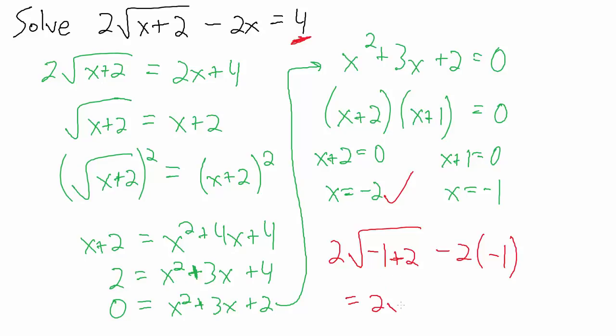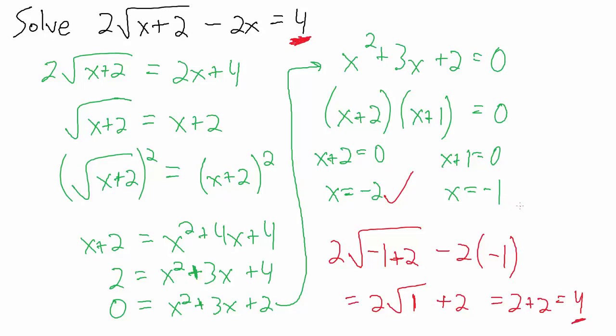Well, 2 times the square root of what? Negative 1 plus 2 is positive 1, so that's 2 times the square root of 1. And then minus 2 times negative 1 means plus 2. Square root of 1 is just 1. 2 times 1 is 2, so this is 2 and then plus this 2 still, which is 4. Is that what we wanted? Yes, because we wanted this 4 right here, and that's exactly what we got.